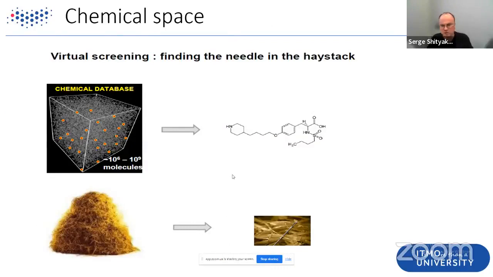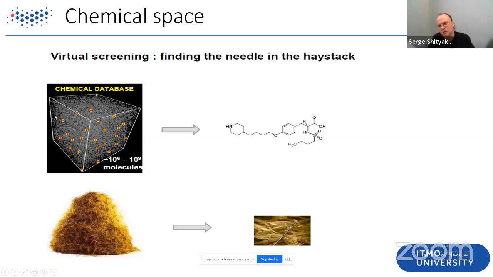The chemical space is the space which represents all the molecules which we probably could think of. It's the huge number of molecules. You can imagine it as a universe, and it comprises a huge number of molecules, such as from 10 to the 6th power to 10 to the 9th power molecules. Sometimes people even increase this to 10 to the 14th power.